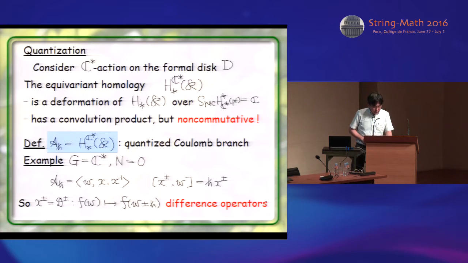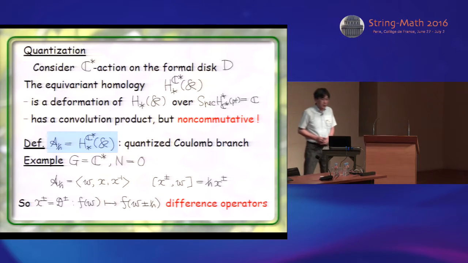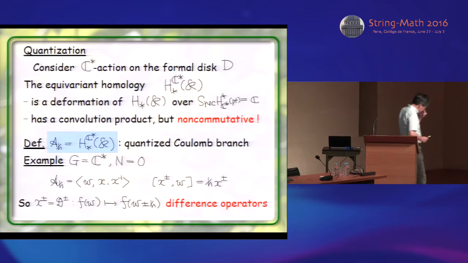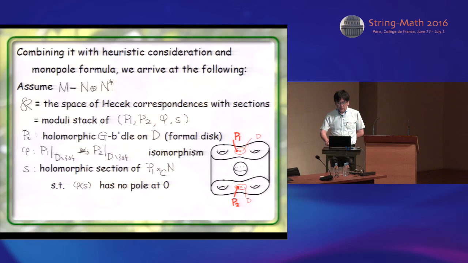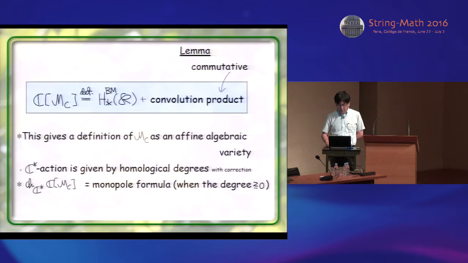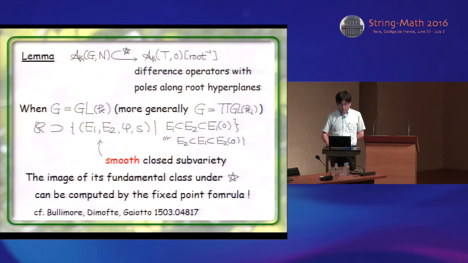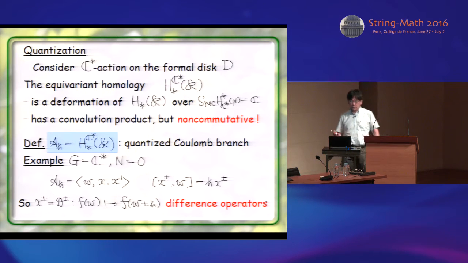Okay, now I will talk about quantization. Because of this definition, there is one natural deformation of the construction. I consider the moduli stack of triples, and this is defined over the formal disk. Over the formal disk, you have the rotation action of C star. So I also put this. In the physics literature, this is called the Omega deformation.